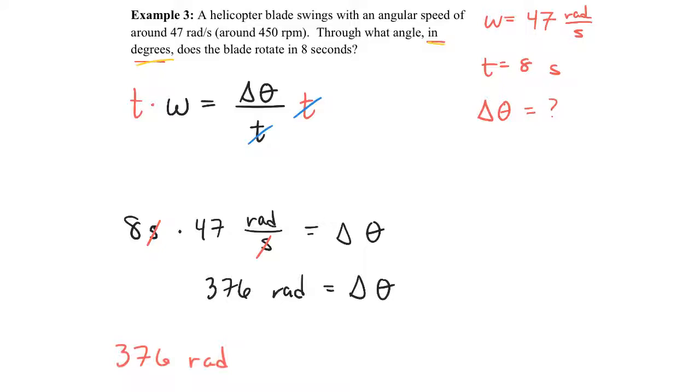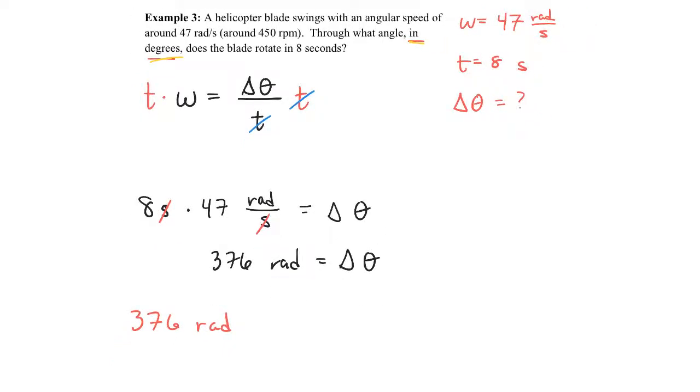I want to get rid of radians, and it's currently in the top. So where do I have to put it to get rid of it? In the bottom. What do I want to get to? Good? I want to get to degrees. That's what the problem is asking. How many degrees are there for how many radians? What's our conversion factor?